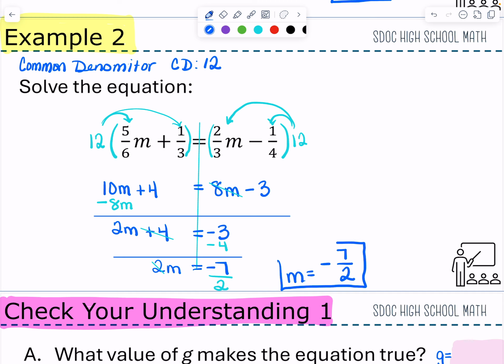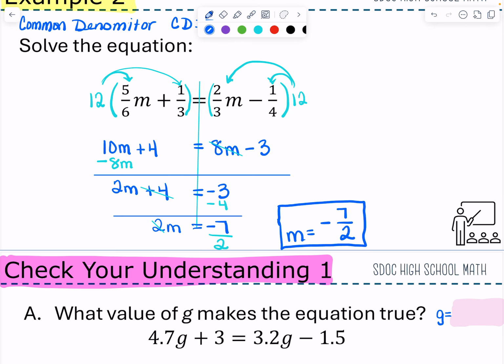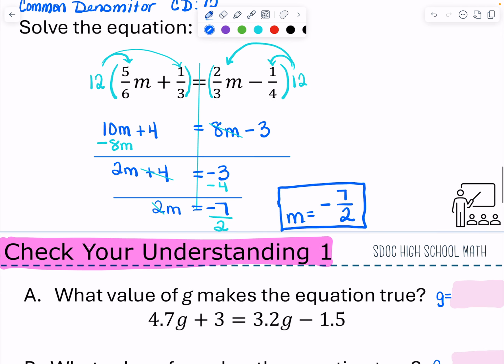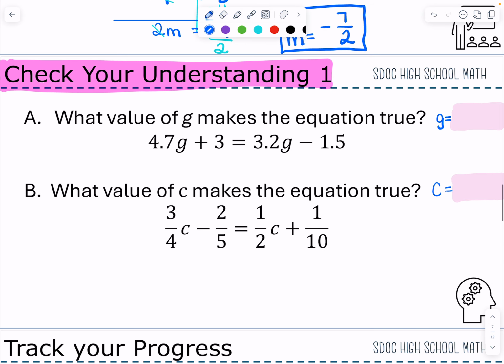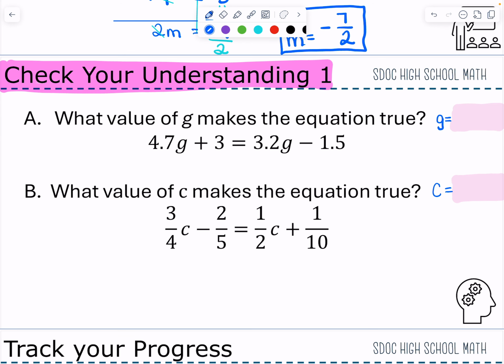Okay, so after you pause the video and write this down, I want you to go on to check your understanding 1 and see if you can answer those questions. All right, on check your understanding, for question A, your answer is going to be G equals negative 3. And for question B, it's going to be C equals 2. Your common denominator for B is going to be 20, just in case you didn't get that.